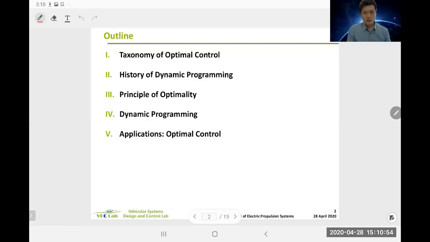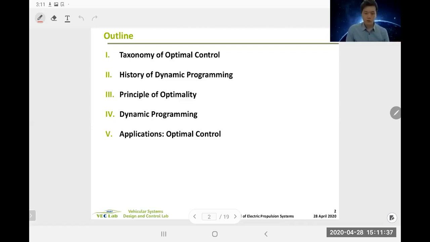By the way, there are a few optimal control theory courses offered by ME, Aerospace and EE departments, and I think other departments as well. But in this course, we're going to give you a quick overview and summary of these optimal control theories, and learn how to apply optimal control theories for electric powertrain optimal control problems.